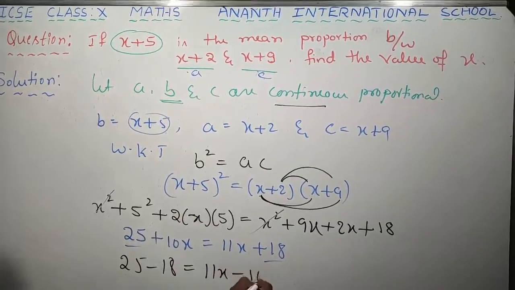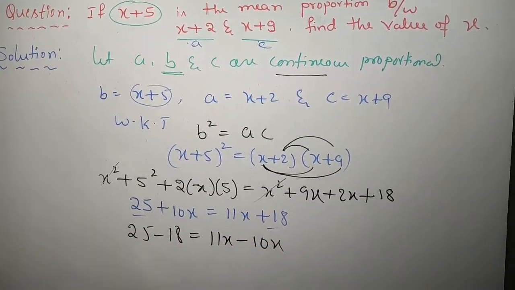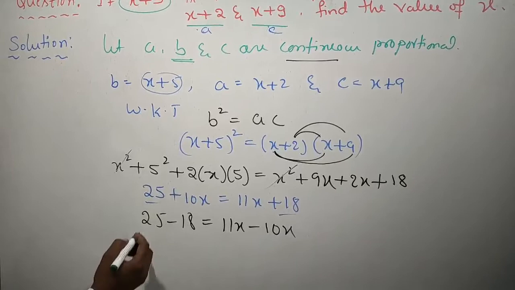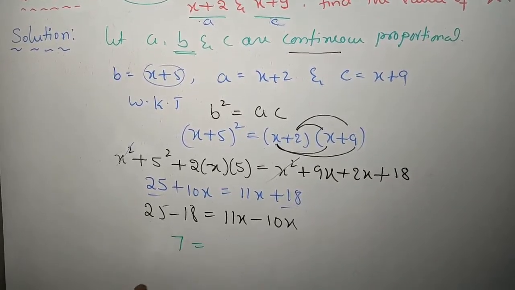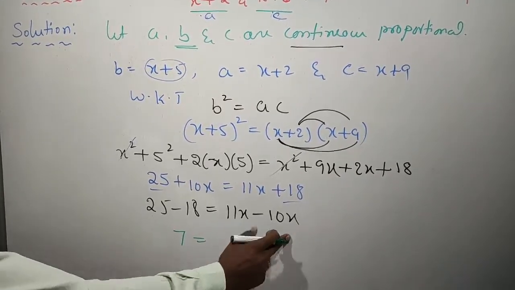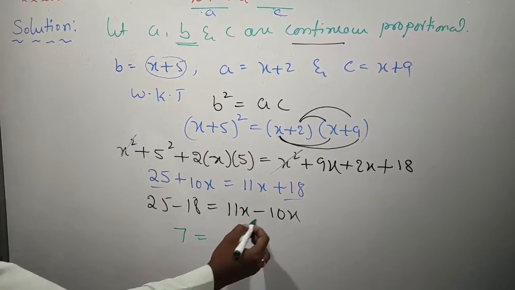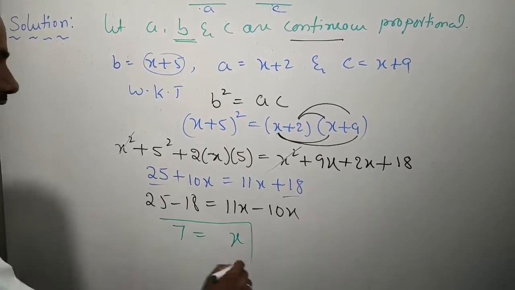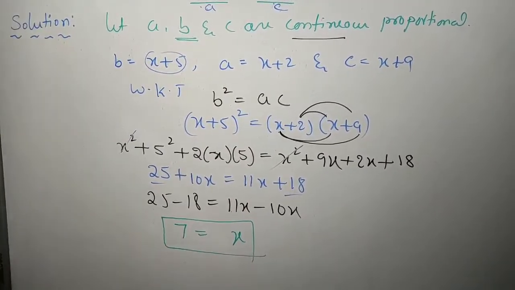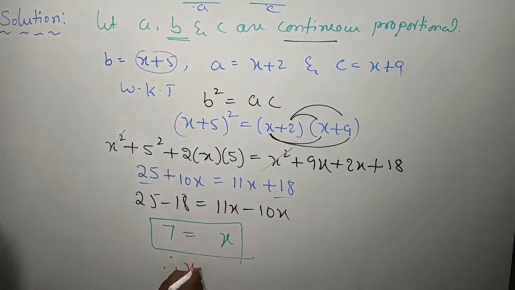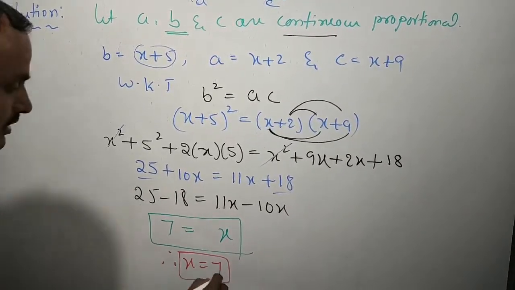10x goes to the other side as minus 10x, children. Now 25 minus 18, you know the answer, children, 7 will come, is equal to 11x minus 10x. x is common, 11 minus 10 means 1 will come. Finally x is equal to 7. Therefore x is equal to 7 is the answer, children.